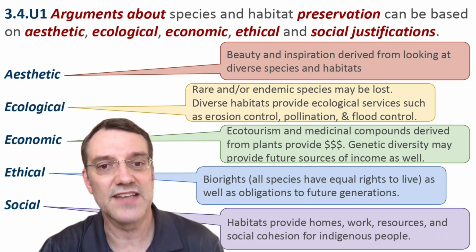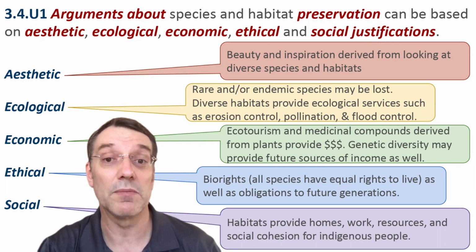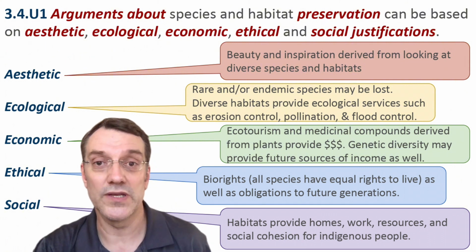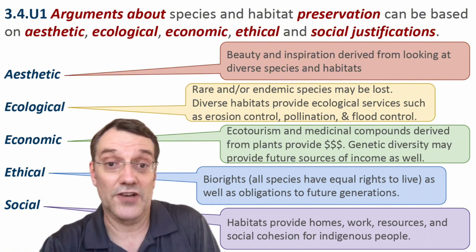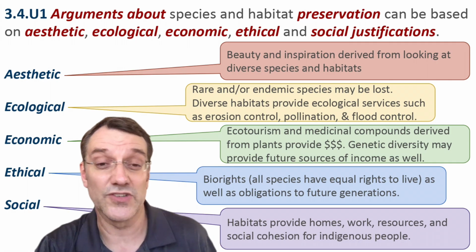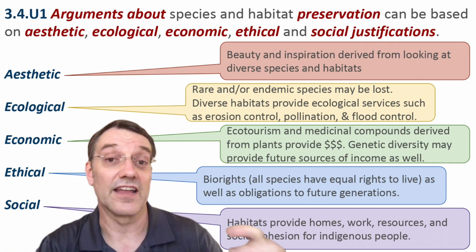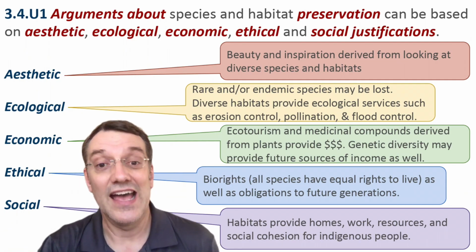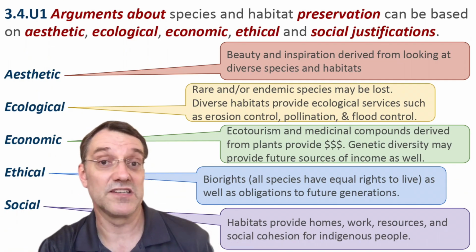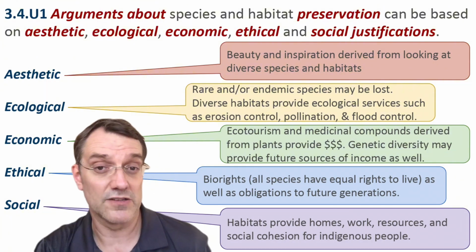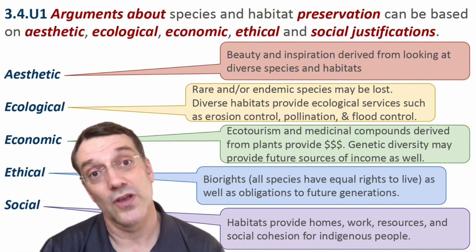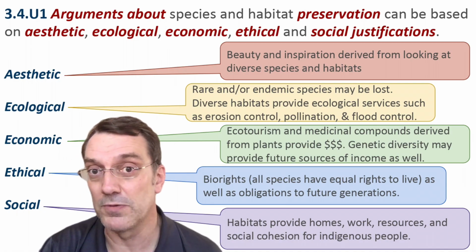Arguments for species and habitat-based preservation can be based on several justifications. The aesthetic value comes from beauty and inspiration. Ecological value relates to the ecosystem functions. Economic values are derived from resources and tourism. Ethical considerations might include species' rights to exist, those biorights that we encountered earlier in the syllabus. And social value encompasses cultural and community benefits to people.